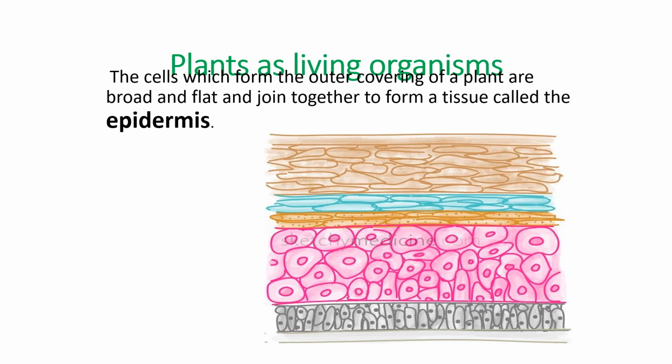So when we touch the leaf, the outer covering is the epidermis. You can see it down in the picture. They form the outer covering of a plant, and they are broad and flat, and they join together. A group of cells gives me this tissue, which is called epidermis.